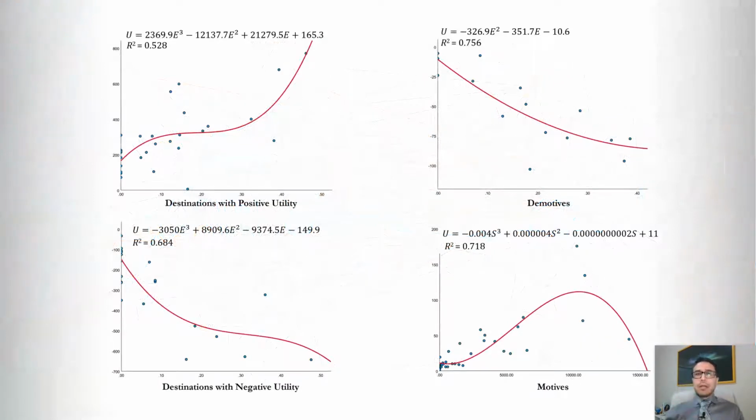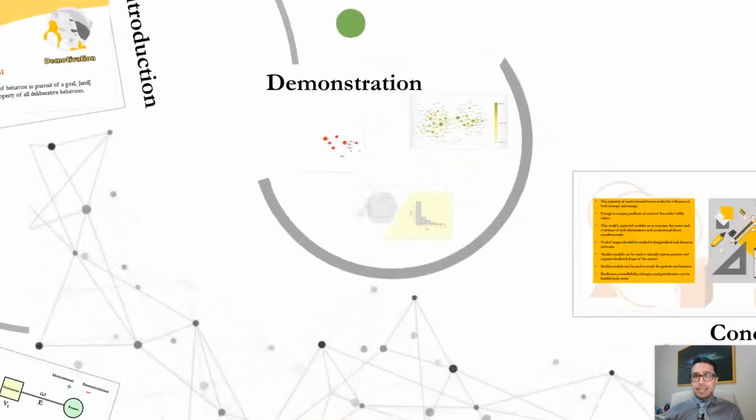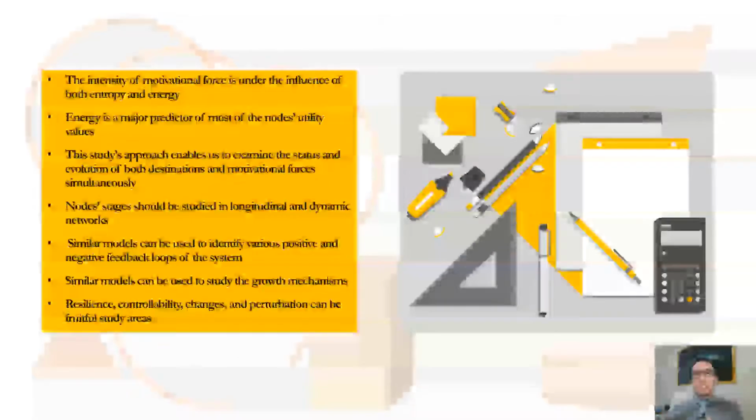Finally, I divided the whole system into four areas: motivation, demotivation, destinations with positive utilities, and destinations with negative utilities, to see which metric can better predict the behavior of each of these. As you can see, apart from the motives that are mainly better predicted by the stress centrality or betweenness centrality, the rest of the sections are better predicted by energy centrality, which shows how important energy centrality can be in a system, a motivation system like the one that we had.